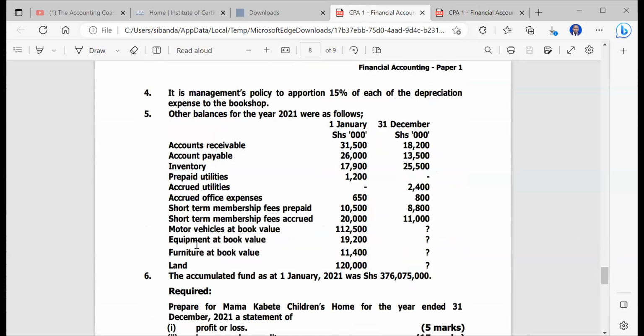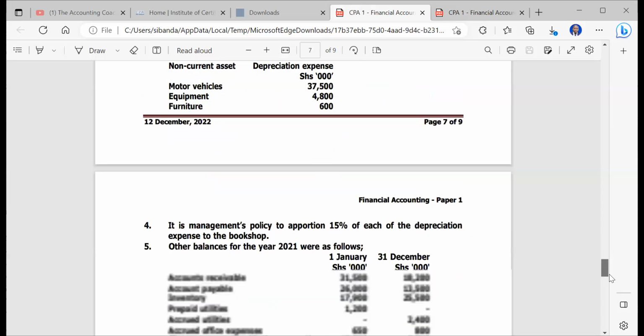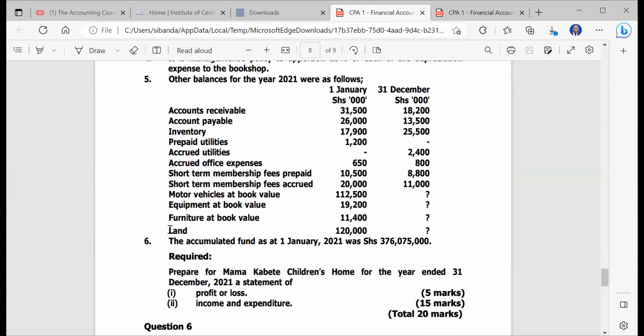They have also told us equipment, the same thing. They have also given us that. Furniture, they have also told us, okay? You can see here, motor vehicle, equipment, furniture, they have given us. Now, the examiner is very bright. They have also put land, 120, and they put a question mark. Now, yours is to know that land does not depreciate. And if it does not depreciate, whatever value it is at 120 here, it will definitely be 120 even here. So you can see we are even answering the question marks.